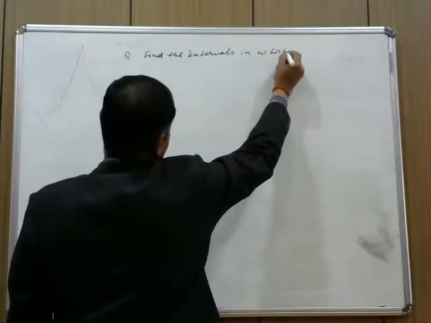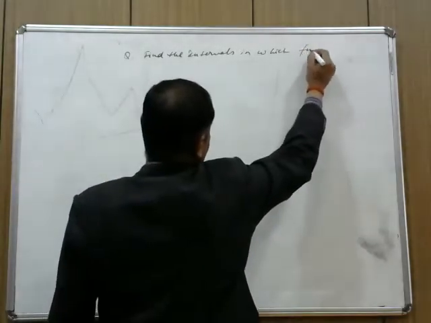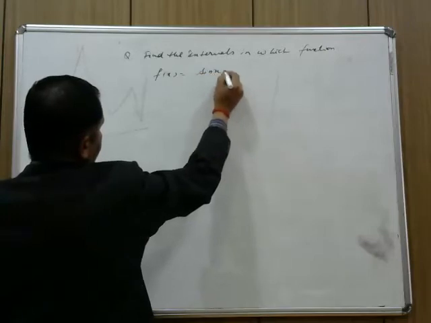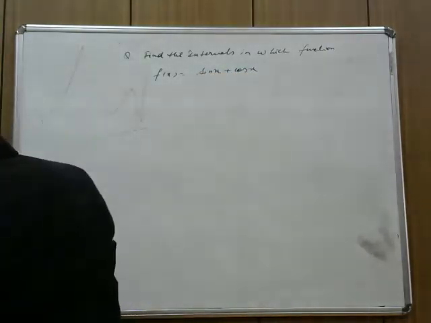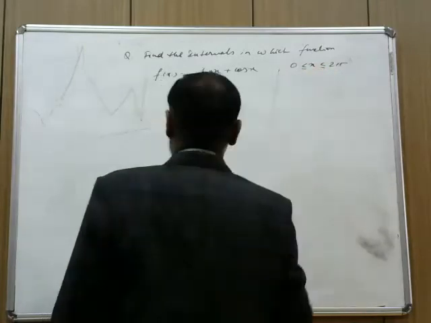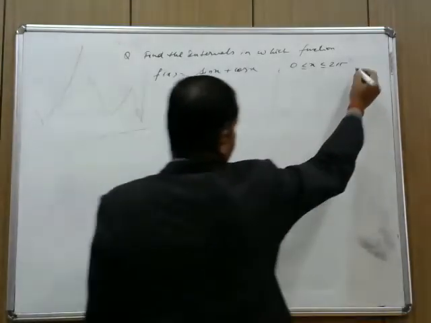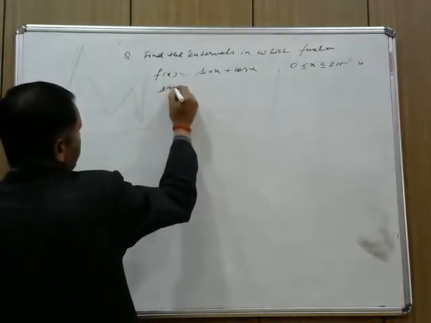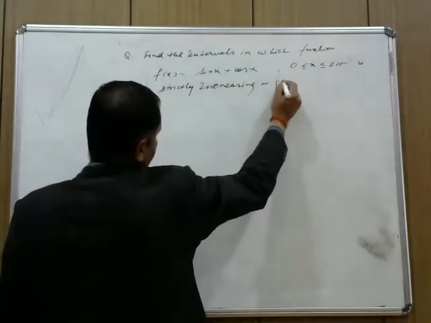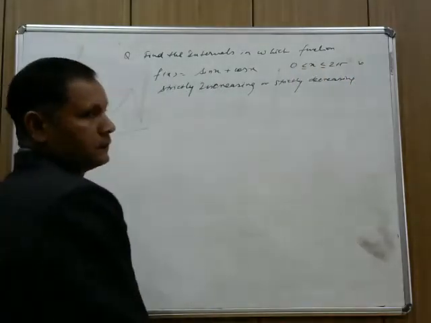the function f of x is equal to sin x plus cos x, where x is lying in the interval 0 to 2 pi, is strictly increasing or strictly decreasing. Okay, right?